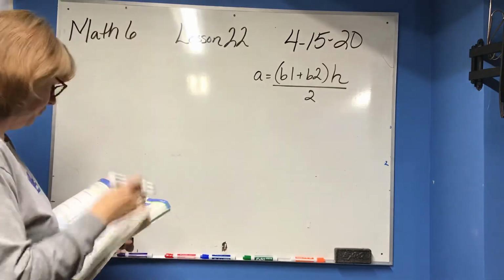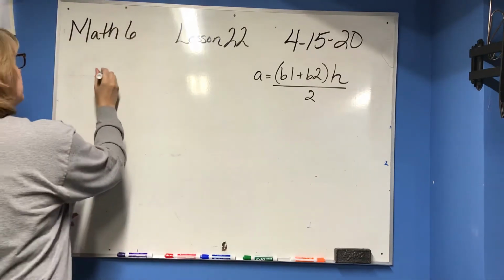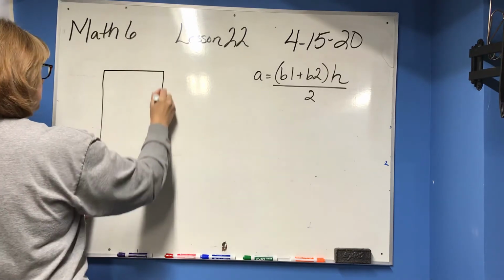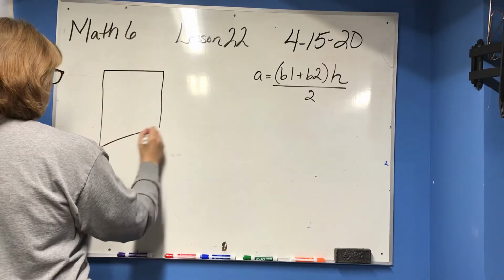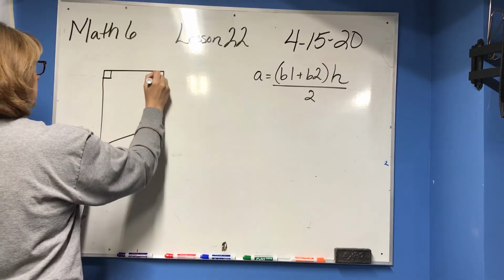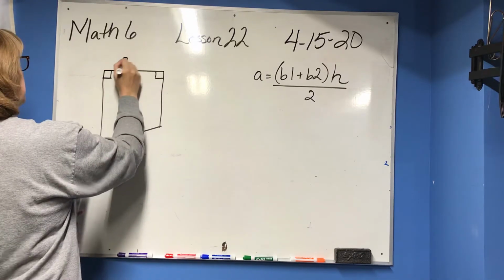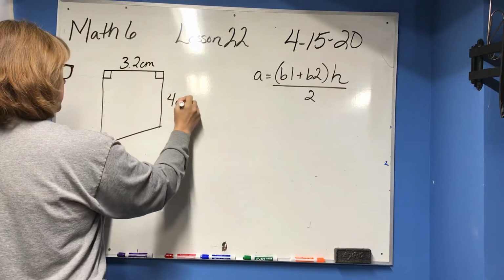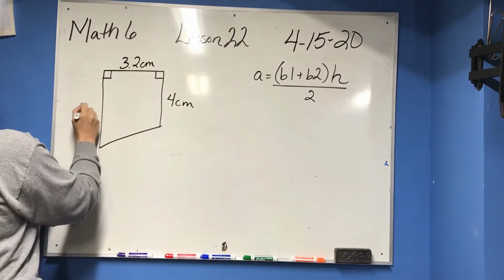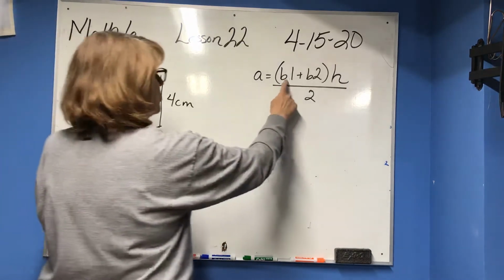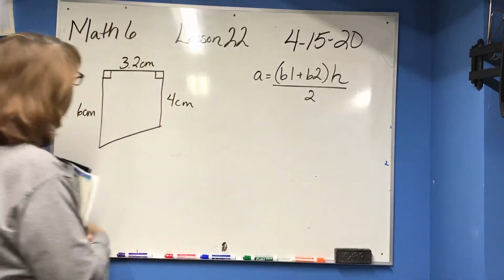Okay, number 14. So this is one of the ones I was talking about. Your book is trying to be tricky. I didn't really draw that to scale. Pretend that I did. I have 3.2 centimeters here. This is 4 centimeters, and this is 6 centimeters. So if you look at our formula, I need 2 bases and a height.